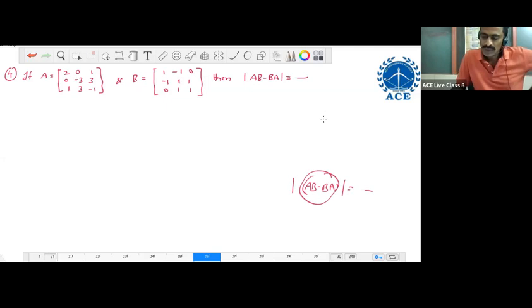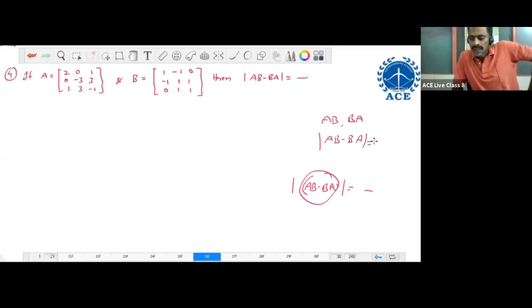Both are 3 by 3 matrices. Products are possible. First, we have to find the product AB. Next, we have to find the product BA, and then we have to find the difference of these two. After that, we have to find the determinant of this. It is the method. Finding the products AB, BA, and finding the determinant value takes time only. It is the actual method only.